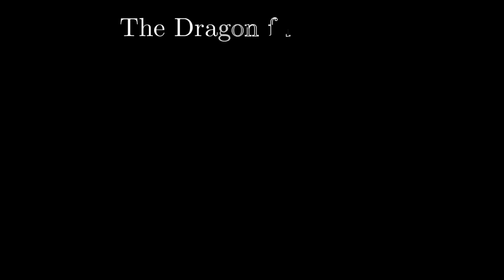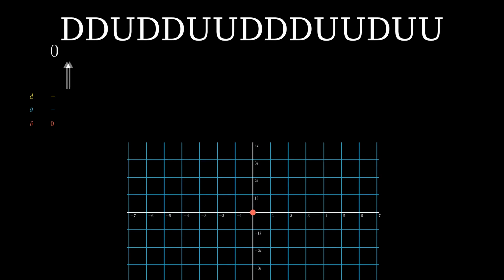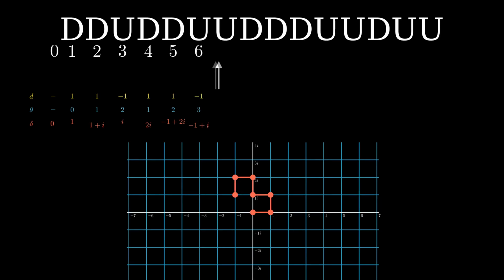Our dragon function, delta, will also be defined as a sum, precisely the sum of i to the power g of k, from k going from 1 to n. So how is this function able to plot the dragon? It obviously takes an integer as an input and outputs a Gaussian integer. And if we look at delta n and delta n plus 1, we see that the resulting endpoints will be next to one another, as we are only adding either 1, minus 1, i, or minus i.